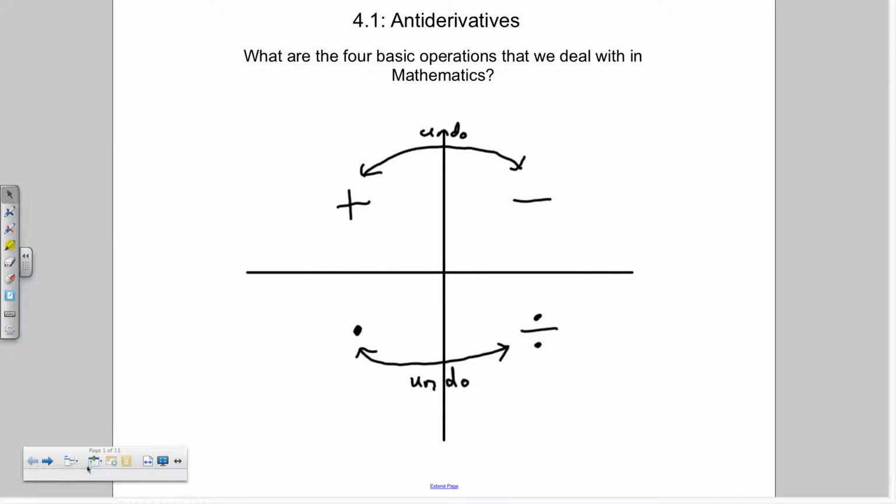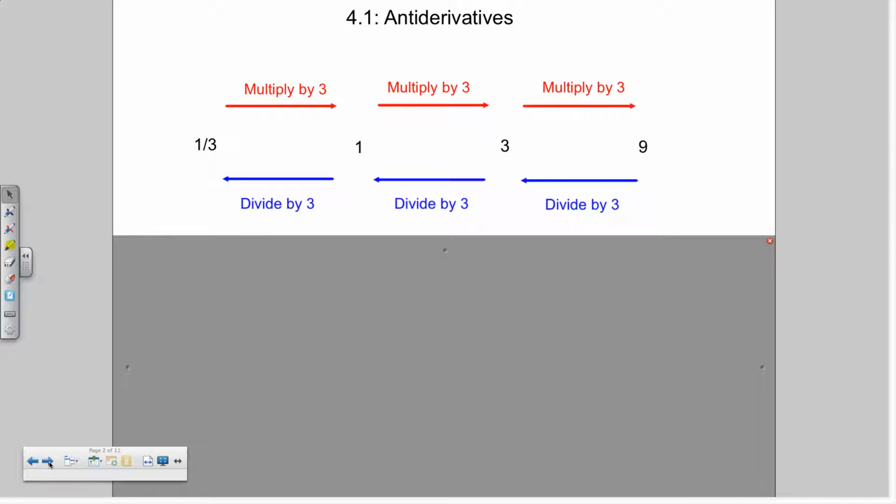Now, what does this have to do with calculus? Well, you have learned an additional operation in this class so far. You have learned about this operation, which you should recognize as the derivative. And the derivative itself has an inverse operation as well that goes in the opposite direction.